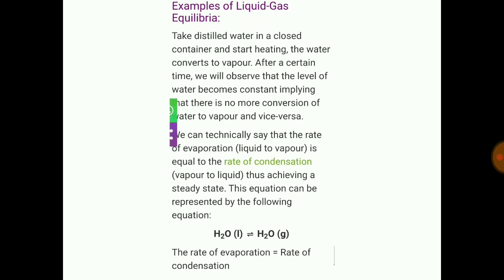After a certain time, we will observe that the level of water becomes constant, implying that there is no more conversion of water to vapor and vapor to water. We can say that the rate of evaporation is equal to the rate of condensation, thus achieving a steady rate. That is, there remains a balance. This can be represented by this equation. So in the whole process, we observe that the rate of evaporation is equal to the rate of condensation.